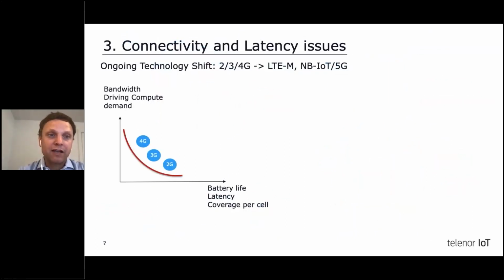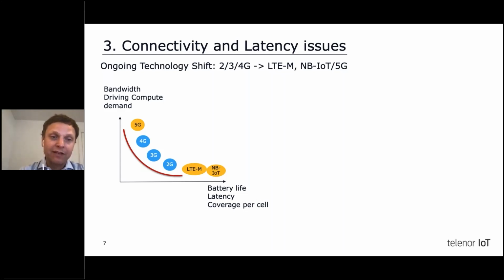So okay, time flies. We have connectivity and latency issues. There's an ongoing technology shift from 2G, 3G, and 4G into LTE Cat-M, NB-IoT, and 5G. These different technologies have different characteristics: 5G and 4G have high bandwidth capacity, which of course drives lots of data and compute, and low latency, which is nice. But it drains battery. If you would like more battery life, you typically target LTE Cat-M and NB-IoT, maybe 2G if it's still around. There you have good battery life, but it comes with quite high latency in terms of sending and communicating the data.